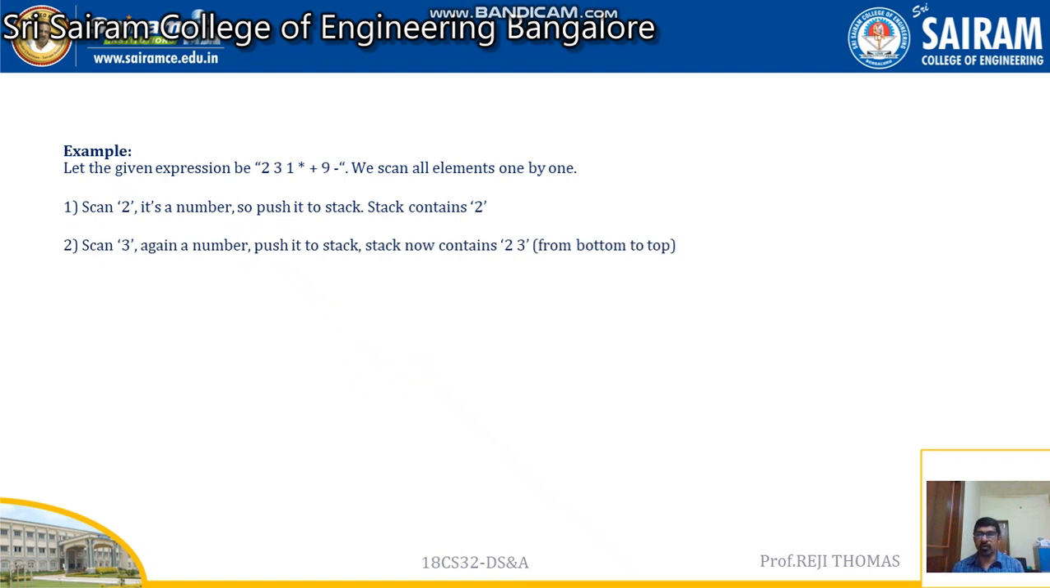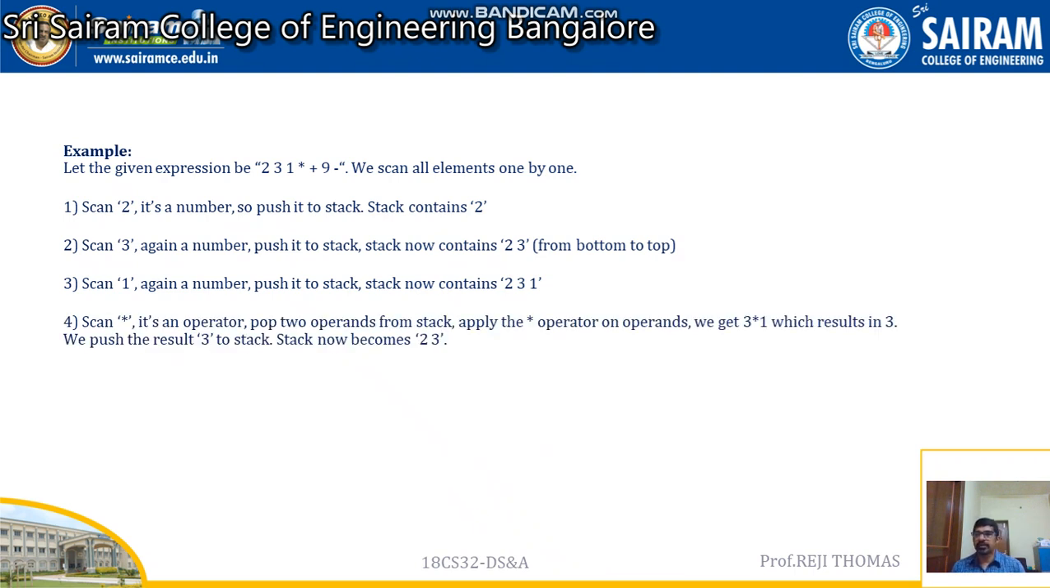Next one is 3. Again, this is an operand, so I'll push it on the stack. Now the stack contains 2 and 3, from bottom to top, please remember this. Bottommost is 2 and on top of that we have 3. Next character is 1. Again it's an operand, not an operator. If it is an operand, push it into the stack. Now the stack contains 2, 3, 1, and 1 is going to be the topmost element.